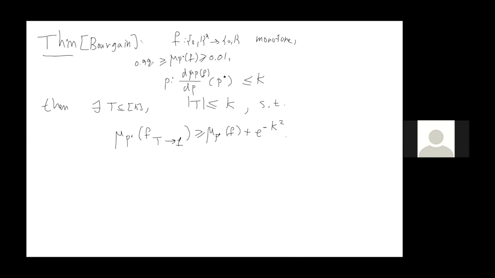So again, this theorem really aligns with the first statement that I told you in this talk. If you have a coarse threshold, then you get local structure. Local here refers to the fact that the set T is small.